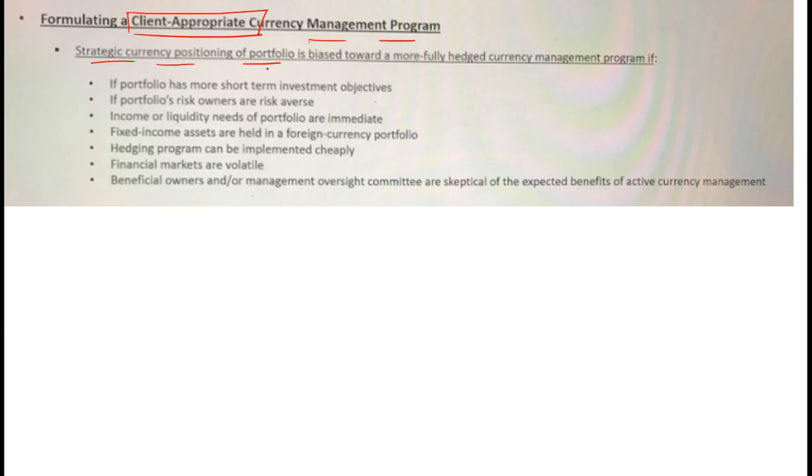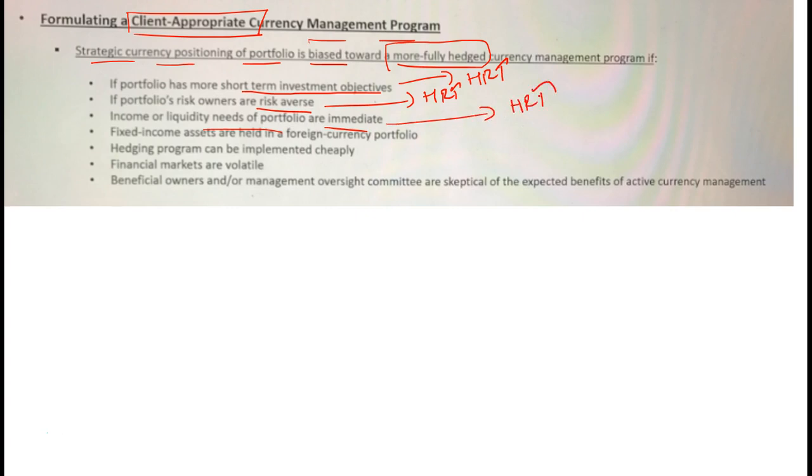Strategic currency positioning of the portfolio is biased toward a more fully hedged currency management program. So when you do strategic currency positioning, it might be biased towards a fully hedged program if the portfolio has a short-term investment objective. Then you would want to keep it hedged, because you would want to avoid any short-term volatility risk in the currency. So the hedge ratio will be higher. If the portfolio's risk owners are risk averse, again you will want to keep the hedge ratio high. If income or liquidity needs are immediate, you would want to keep the hedge ratio high.